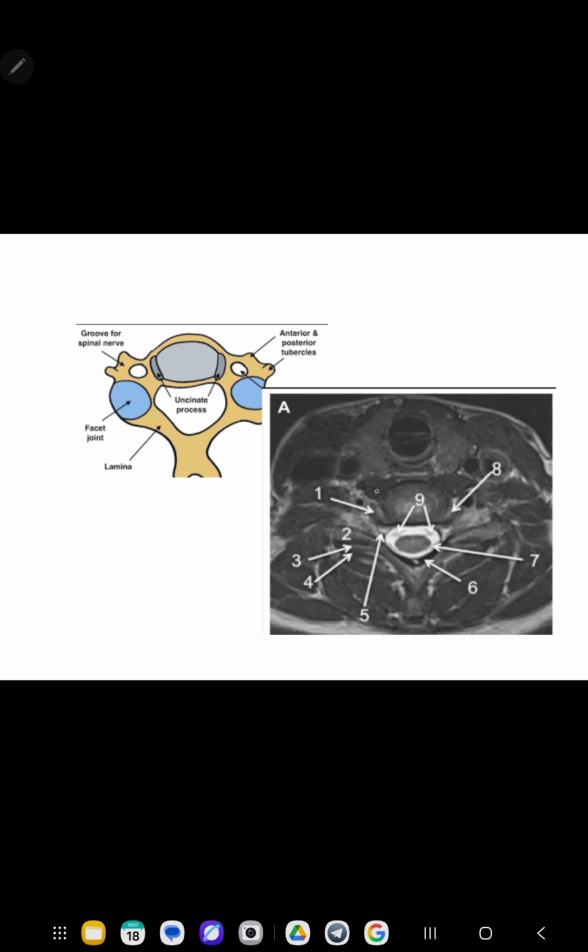So this is the groove, the foramen transversarium, this black color, and we have this facet joint. We can see the line for the facet joint between the superior and inferior articular process, and then comes the lamina joining to form the spinous process. The thecal sac has the spinal cord inside. Now in front of the lamina, the ligament running is the ligamentum flavum.